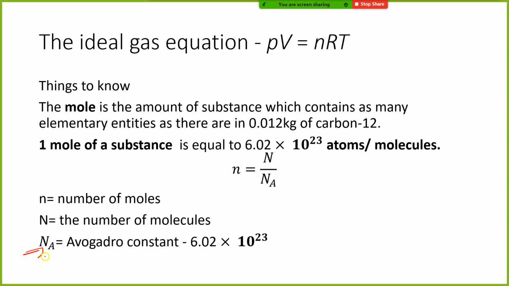If we wanted to find out the number of moles that are in some type of substance, we must know the number of molecules that are present inside of the substance. And if we divide that by Avogadro's constant, then it can now tell us the number of moles that exist. So as we said, in 1 mole of a substance, there is 6.02 times 10 to the 23rd molecules inside. When I say we must know how to define what a mole is, it's the amount of substance that contains as many elementary entities as there are in 0.012 kilograms of carbon 12.